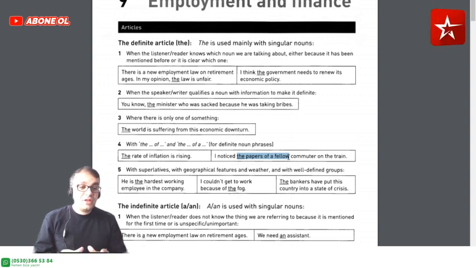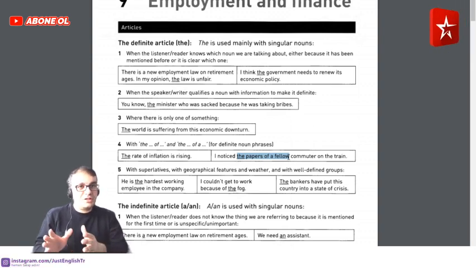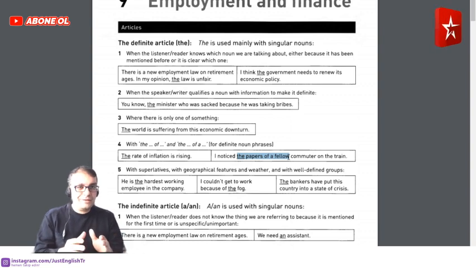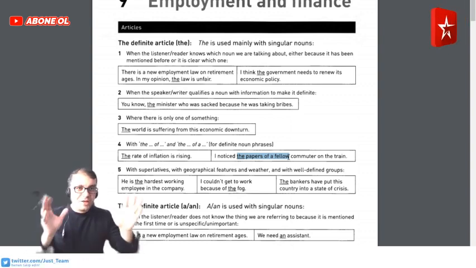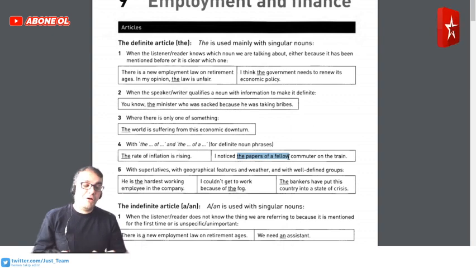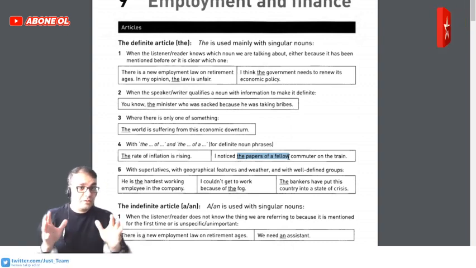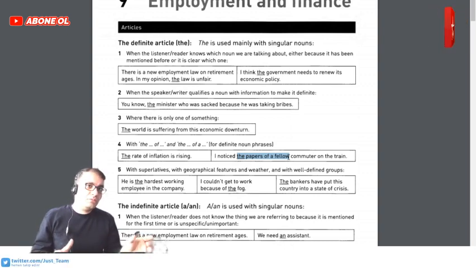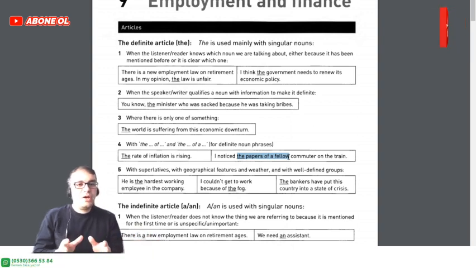So when there is something general, the rate of inflation is rising. Now this is the part that we are dealing with. But when it is not general, we go from general to specific. Let me put it this way. It's a big box, so we use the rate of for the general. But when you say, I noticed the paper of a fellow, something big, because a paper, of something small, of a fellow. So here we use a, of a fellow.